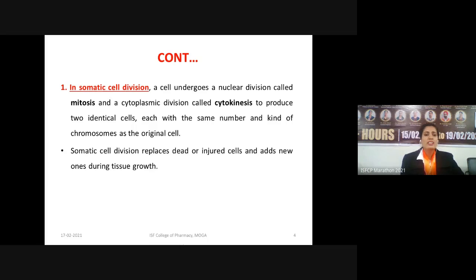So what happens in somatic cell division? In this case, the cell undergoes nuclear division, which is known as mitosis, and cytoplasmic division, which is known as cytokinesis. By this process, two similar cells are produced, each having the similar number and similar type of chromosomes as the original cell. In daily life, somatic cell division replaces dead or injured cells and adds new cells during the growth of our tissues.